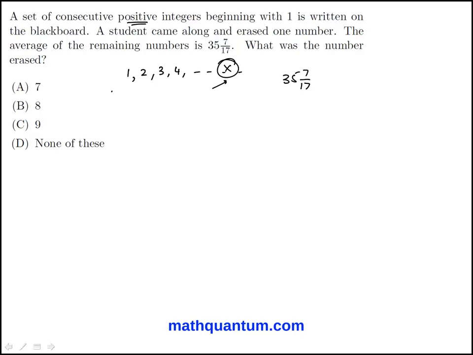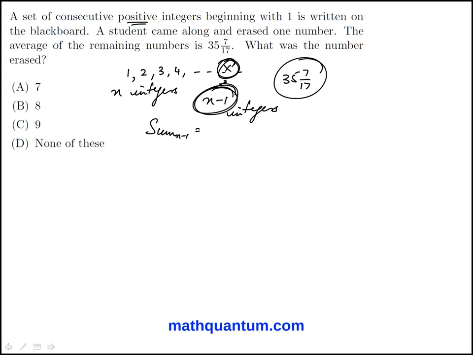So let's say there are n integers. Once we remove one of them, we're left with n minus 1 integers. So the sum of the n minus 1 integers would be their average times the number of integers, which is n minus 1. I'm going to write this as a fraction, so 35 times 17, that's 595. So they have to add that, so that's 602 over 17.